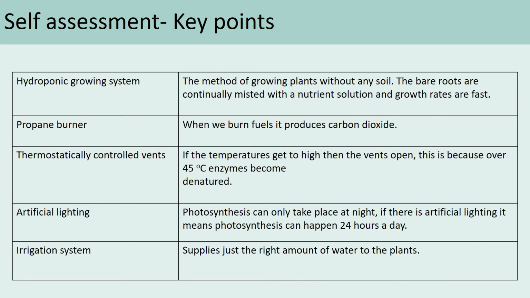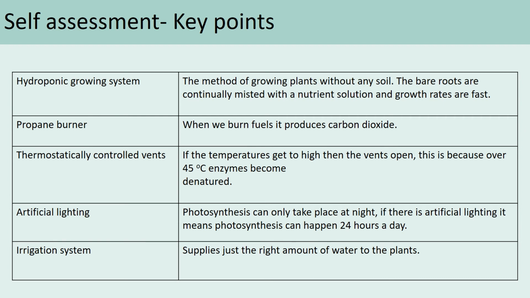Okay, so some of the important parts from the slides that we do need to know from the specification is on this slide. So even though you've made your own notes, I just want to make sure that you have got the important parts for each one in there. So we spoke about hydroponic growing system, and that is a method of growing plants without soil. The roots are constantly in this nutrient solution, and it gives you a very fast growth rate. Burners, such as propane burners, can be used to heat it and produce carbon dioxide.